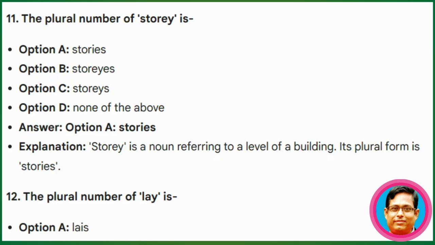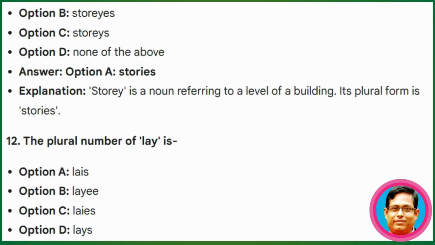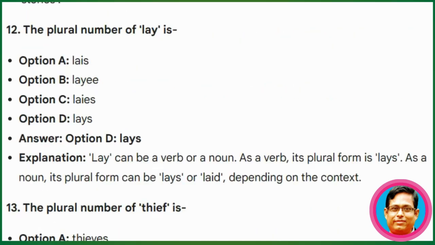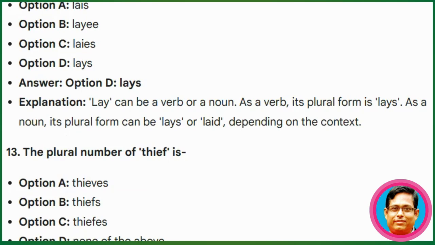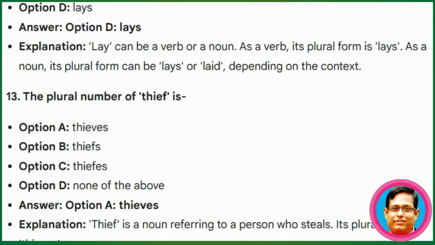12. The plural number of lay is option A, lass. Option B, Louis. Option C, lays. Option D, lays. Answer, option D, lays. Explanation, lay can be a verb or a noun. As a verb, its plural form is lays. As a noun, its plural form can be lays or laid depending on the context.